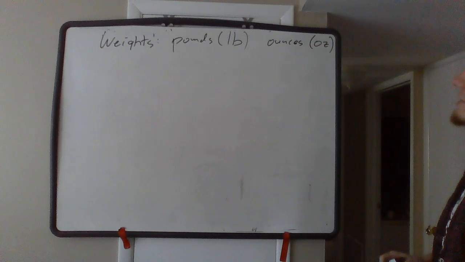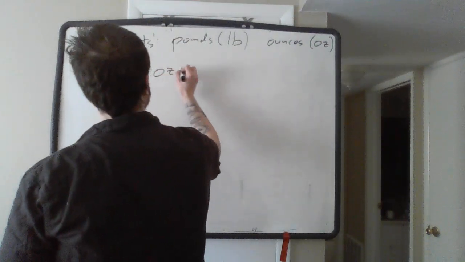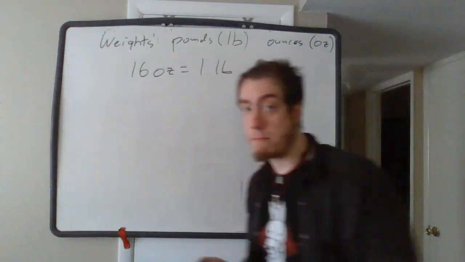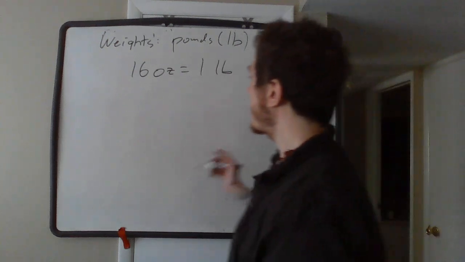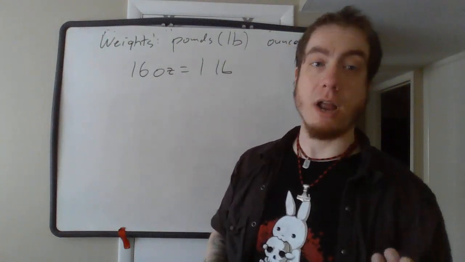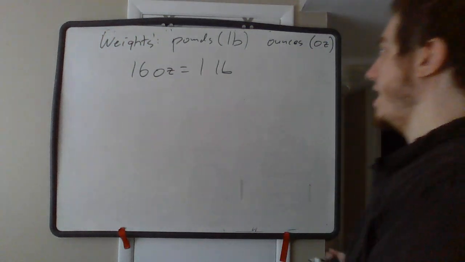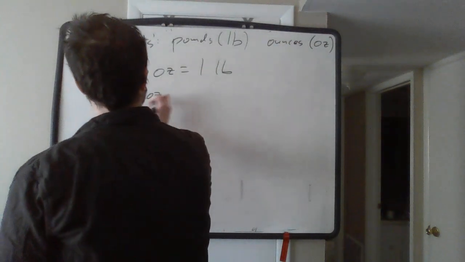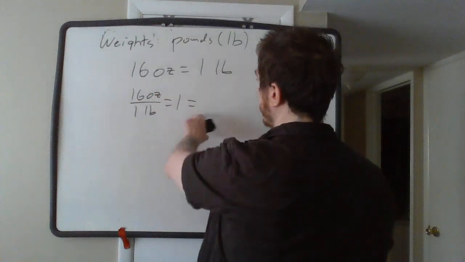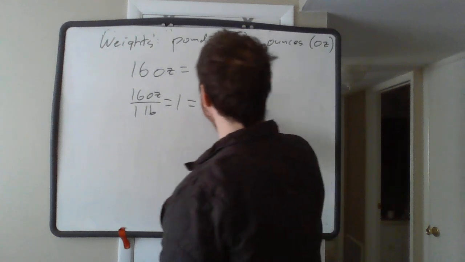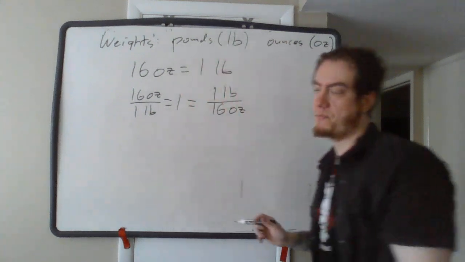Now, the relationship here, which you may remember, is that 16 ounces is equal to 1 pound. Well, this gives us a couple of nice relationships here that are all equal to 1, or I should say ratios, not even relationships. They are relationships, but in this case, they're relationships that involve ratios. Okay, so 16 ounces over 1 pound is equal to 1, and the reciprocal of that, or just dividing the other way, gives me that 1 pound over 16 ounces is equal to 1.